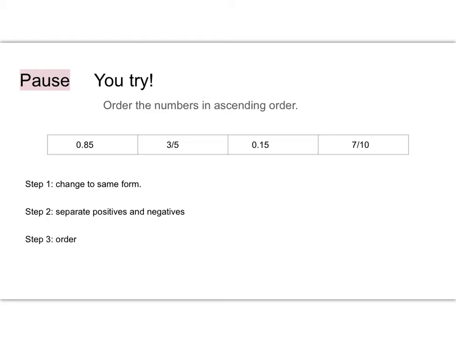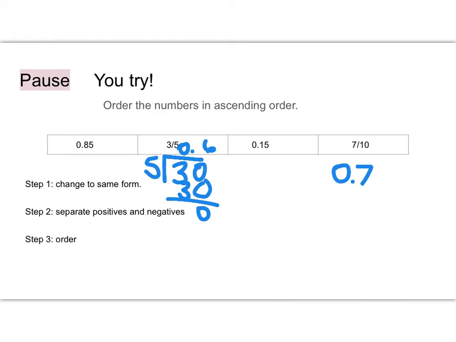Alright, so now I want you to try it. Pause the video and complete the work. Come back and you can check it with me. Okay, so I decided to go with decimal form this time. I had 85 hundredths, 3/5. I divided 3 by 5 and got 6/10. 15 hundredths is good to go. And then 7/10, I knew I could rewrite it as a decimal by putting 7 in the tenths place.